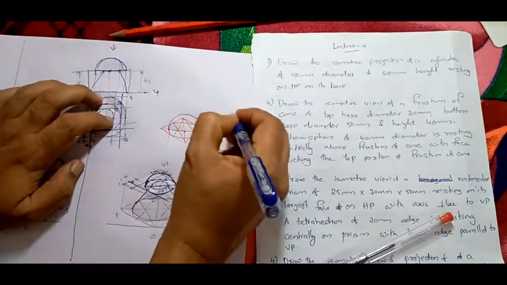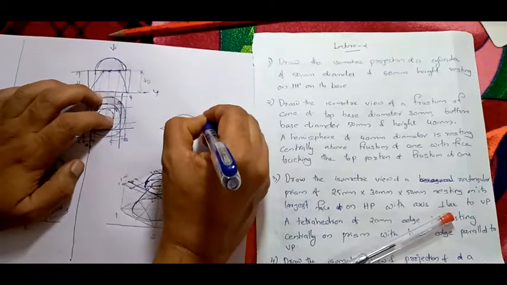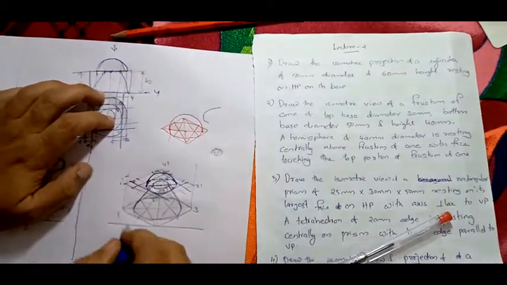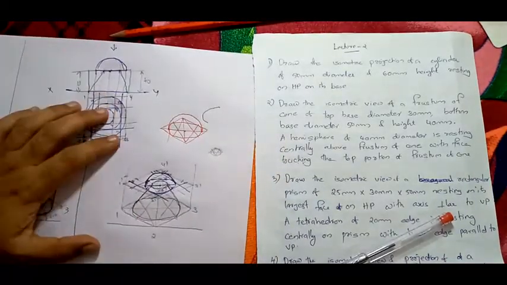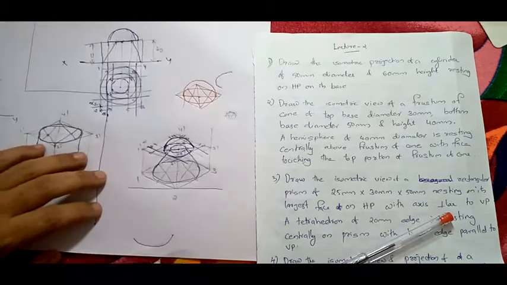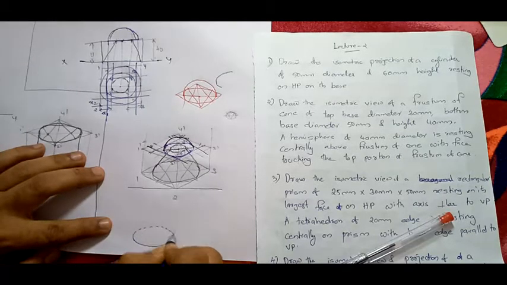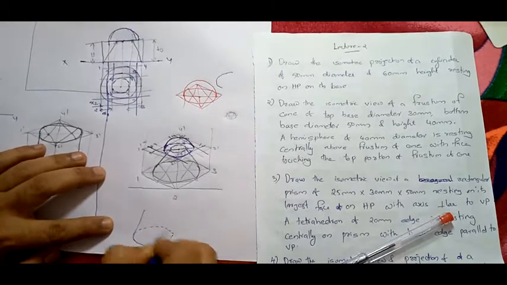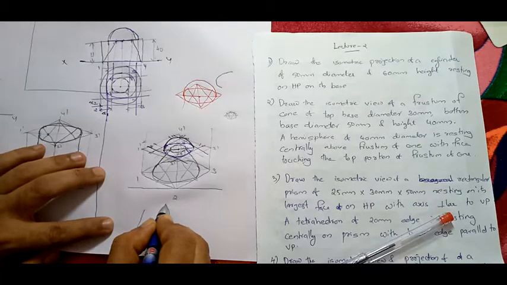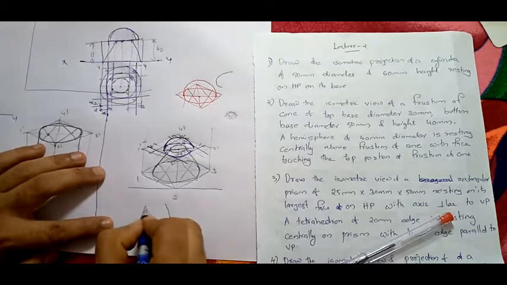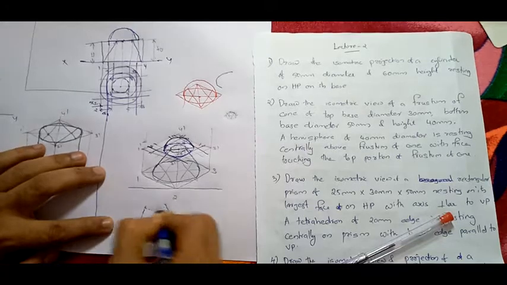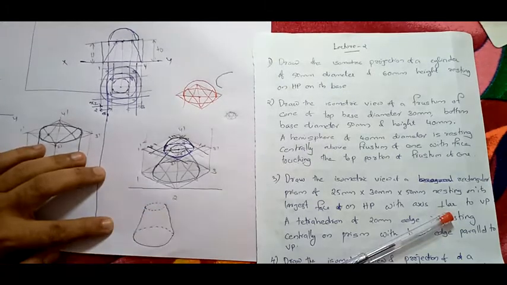See, I will draw the final figure. First you will get an ellipse like this. Your final figure will be like this. The ellipse will be like this. This will be your dotted line. Now from here you will get another ellipse here. So that will be dotted, that full will be dotted.